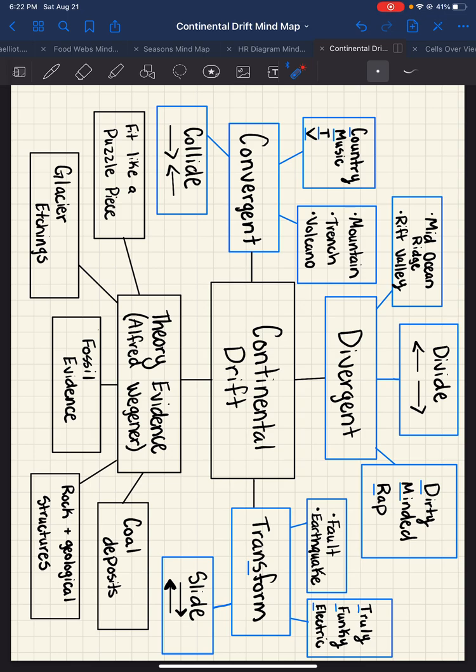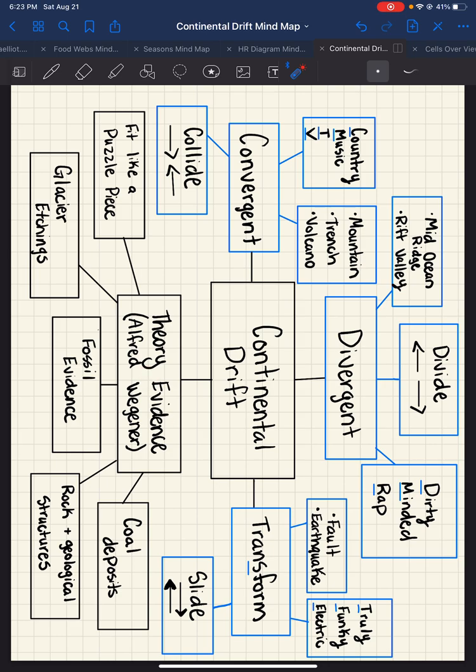In this video, we are going to quickly go over the concept of continental drift, and we are going to include the theory behind continental drift and the movements of continental drift. So first we will start with the theory, which is in the bottom of these boxes. They're all connected to this box, which is titled Theory Evidence.